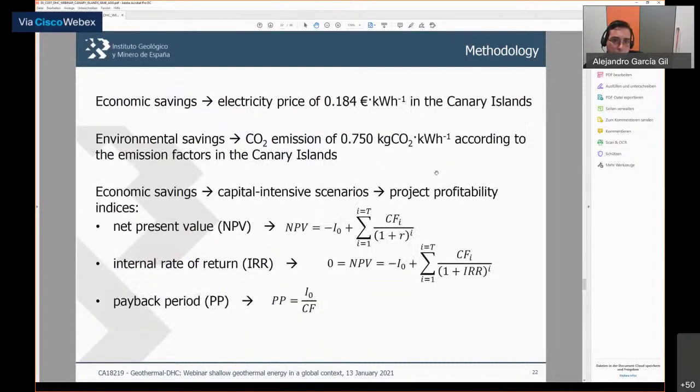Next, please. The economic and environmental savings were obtained assuming the existing electricity price and the CO2 emission factors in the Canary Islands. And the economic savings obtained allowed us to assess the capital intensive scenarios of each case studied by means of common project profitability indices. We decided to use the net present value, internal rate of return, and payback period.